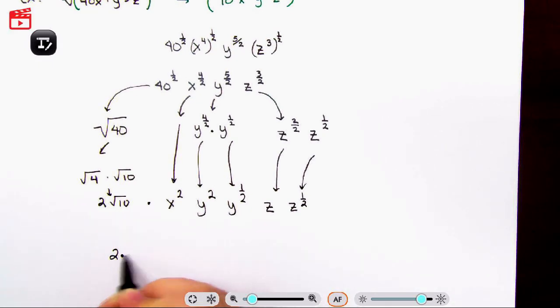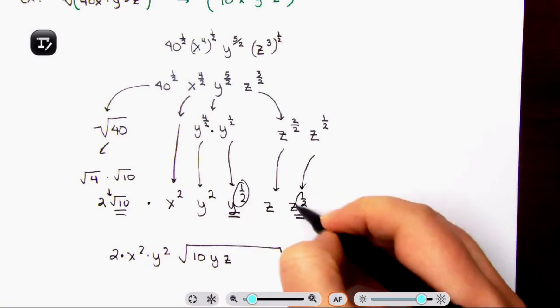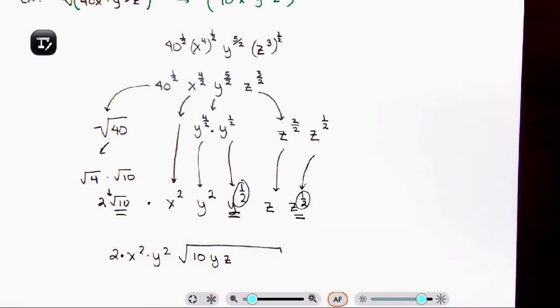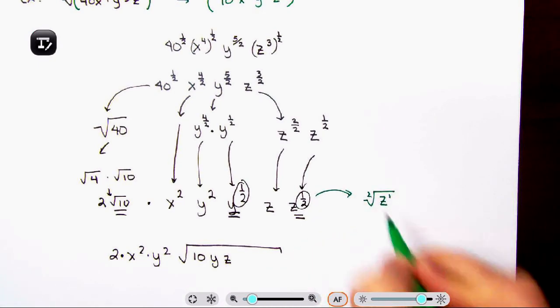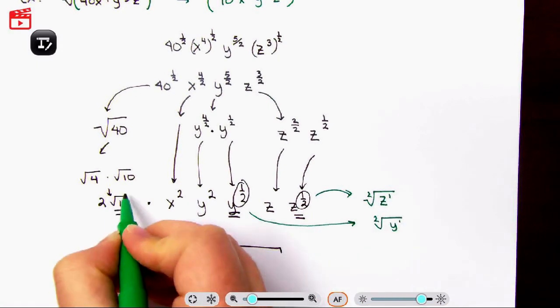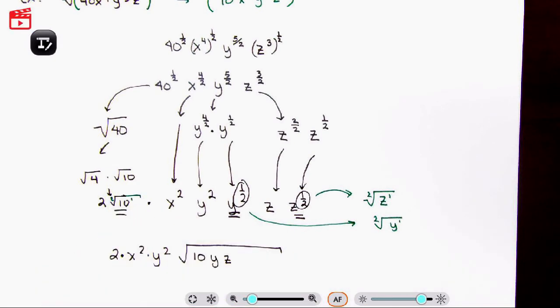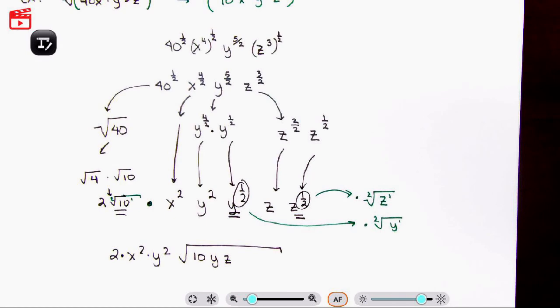So I have 2 times x squared times y squared. Then all of these need to be combined. So I have 10 of y and z. Now the reason I'm not taking this 1/2 with my z and the y, because the 1/2 just represents that my exponent is 1, my index is 2. Same thing with my y, my exponent is 1, my index is 2. So here's my 10 with an exponent of 1, index of 2. So all of these are the same square rooted. They are being multiplied, so I can use the product property and combine them all on the inside.